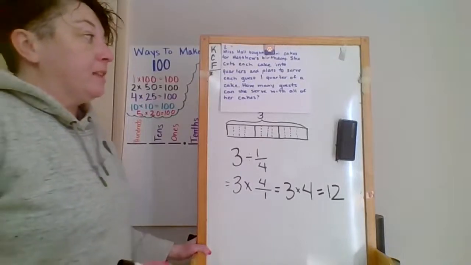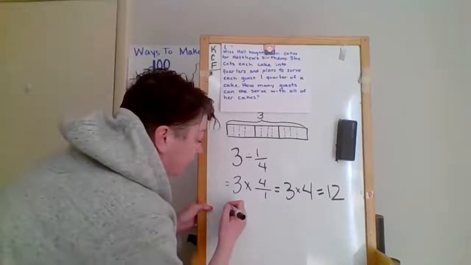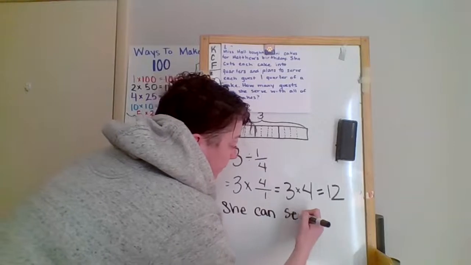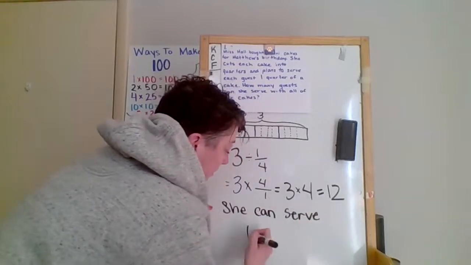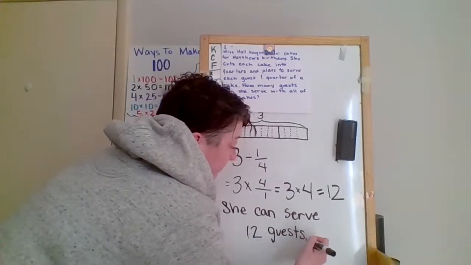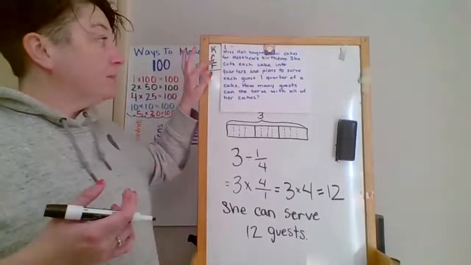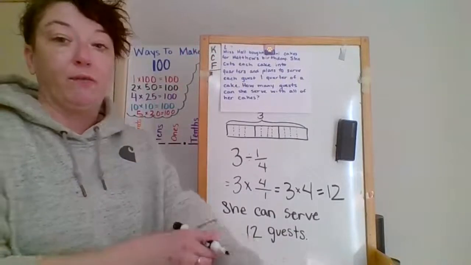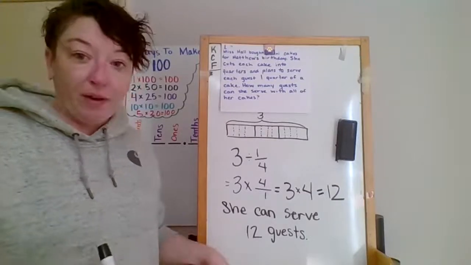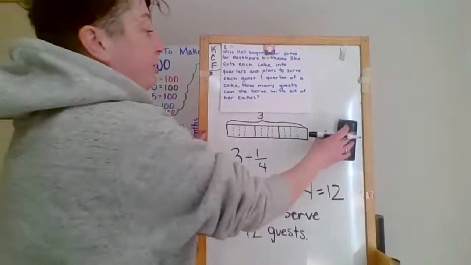So then I would write an answer statement. How many guests can she serve with all of her cakes? She can serve 12 guests. So I had 3 cakes and I split each one into fourths. So 3 cakes divided by 1/4, I can serve 12 people. Okay, let's get ready for problem number 2.